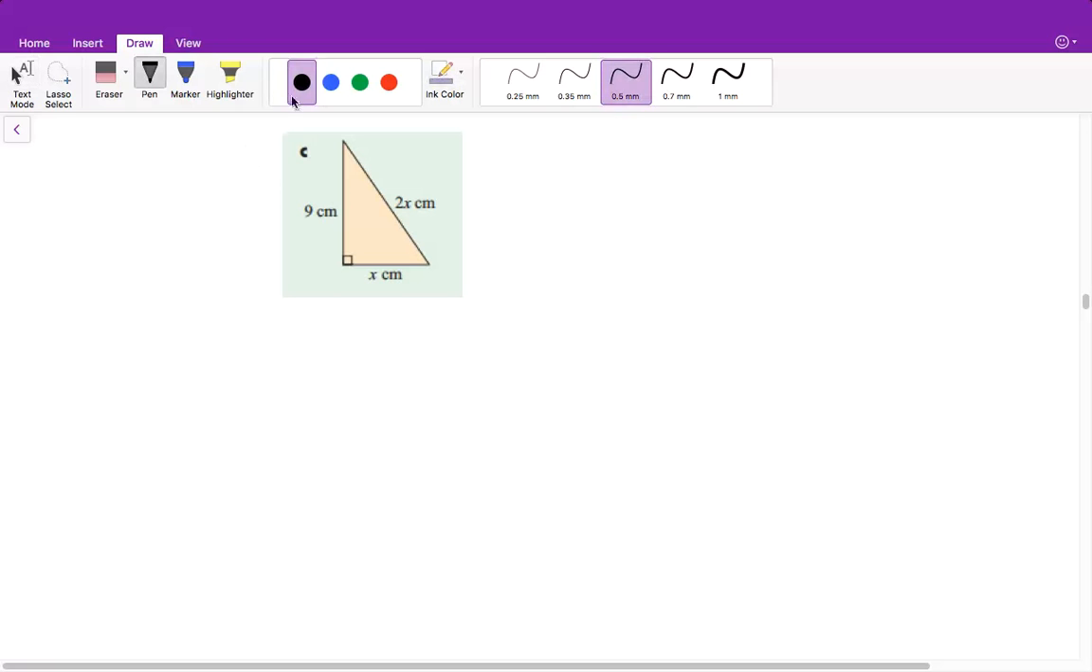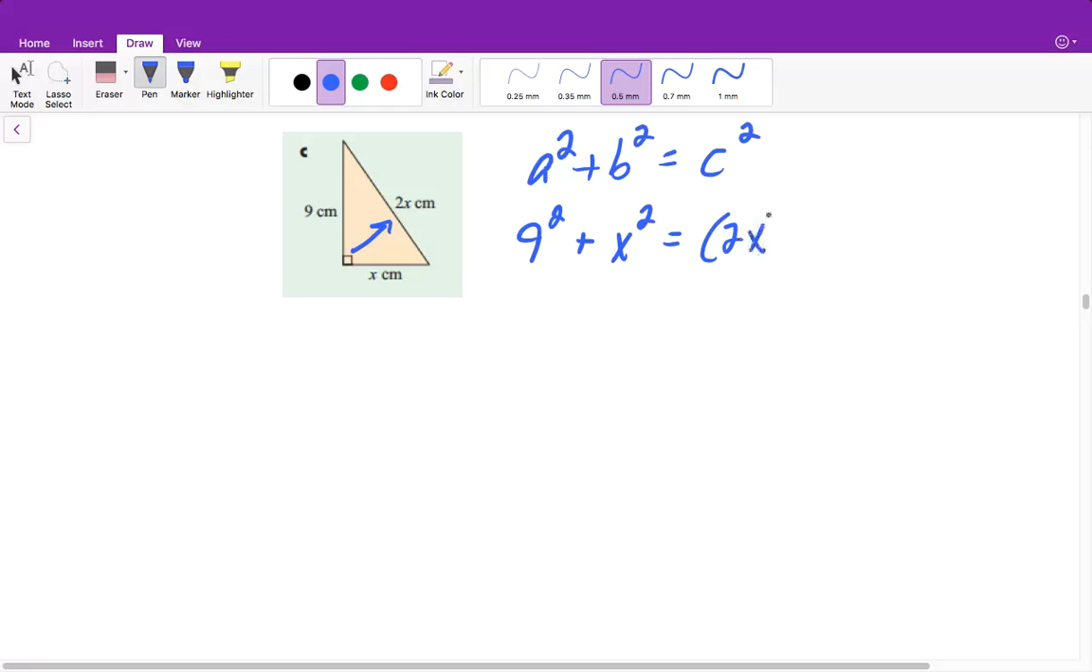All right, so for this one, it just says solve for x. So we know that we have a right triangle here, so we know that we can use a squared plus b squared is equal to c squared. My hypotenuse, I know, is opposite of my 90 degrees, so I can substitute my 9 and my x in for a or b squared. So 9 squared plus x squared is equal to 2x squared.